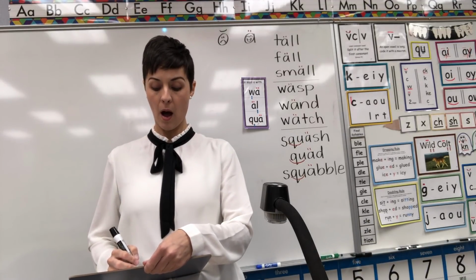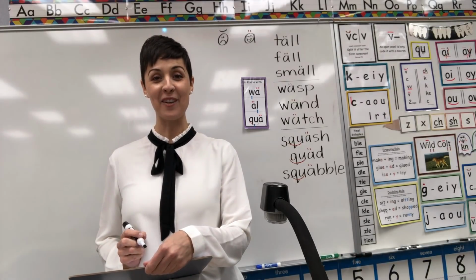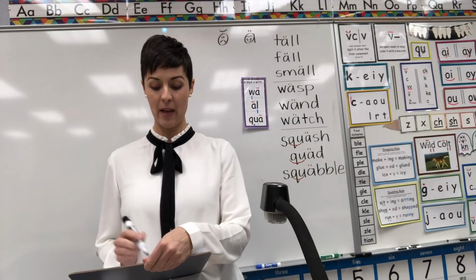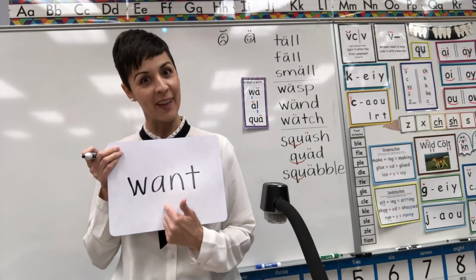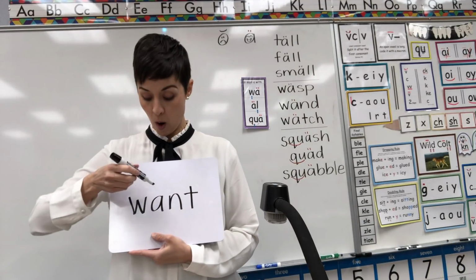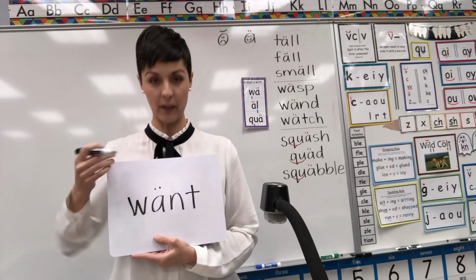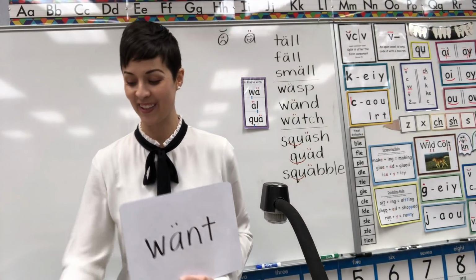What says ah after the W sound? Okay, let's check it. Want should be spelled W-A-N-T. The W-A says wa. Will you give it a little umlaut? Two little dots. Erase, erase.